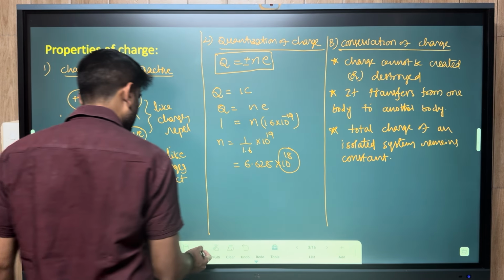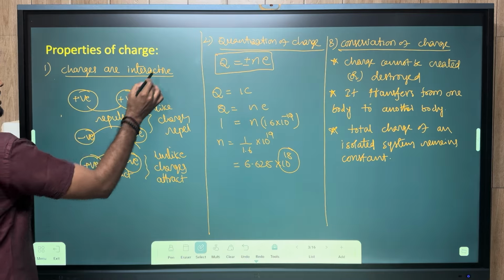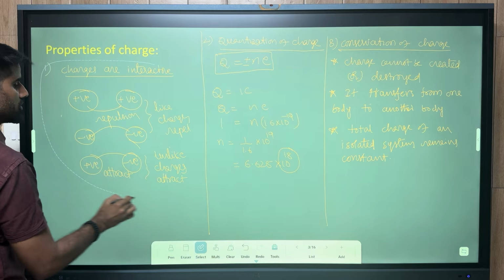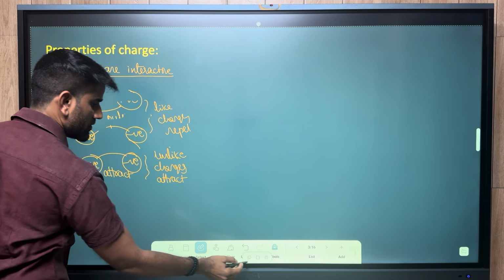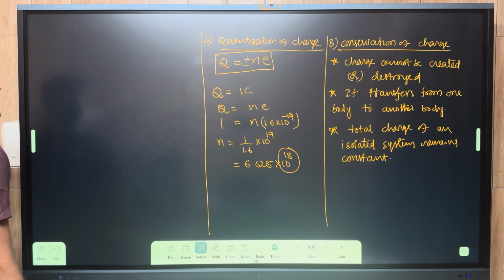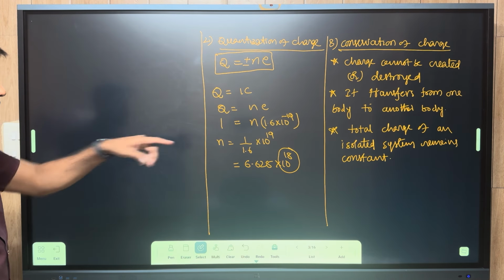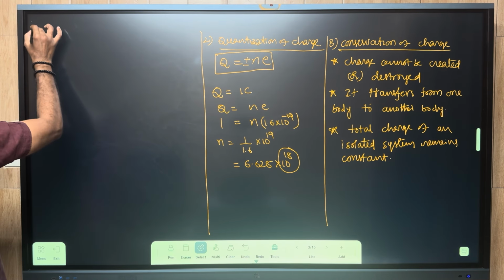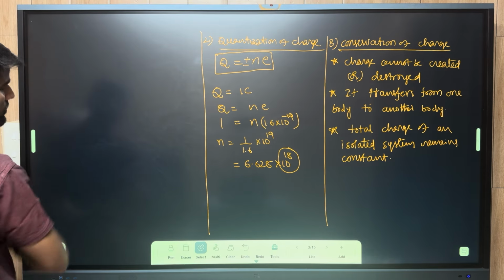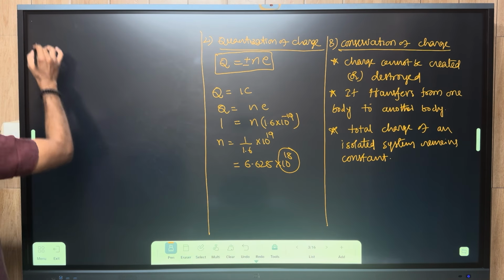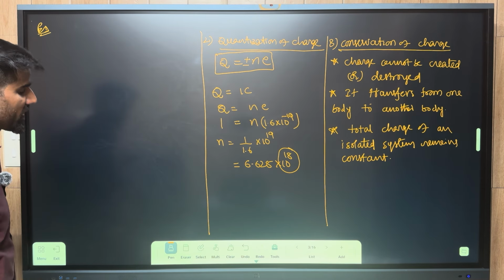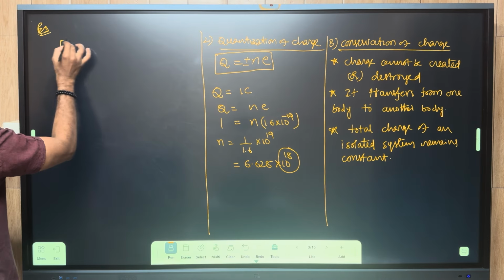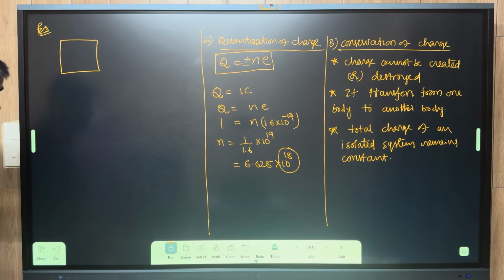Anyway, I'm going to explain how it works. I'm taking off all these things. One moment. Now, let me give you one example of how charge is conserved. For example, let's take an isolated chamber.